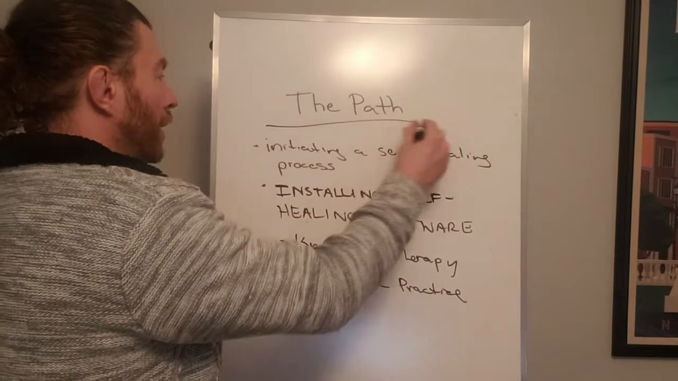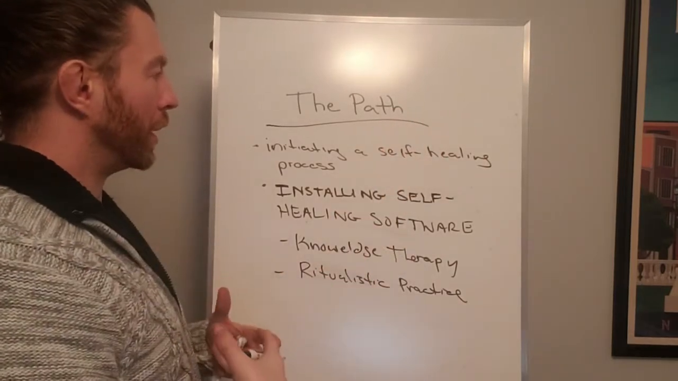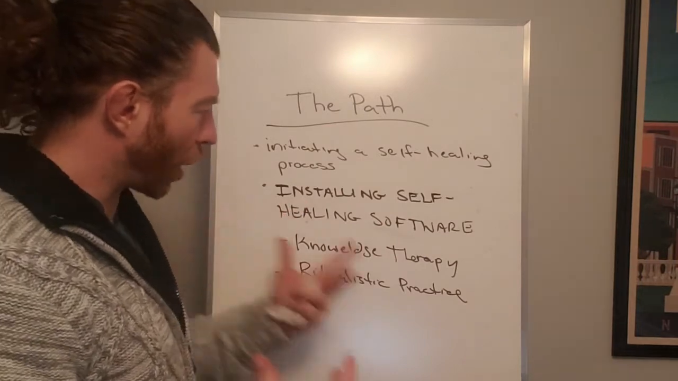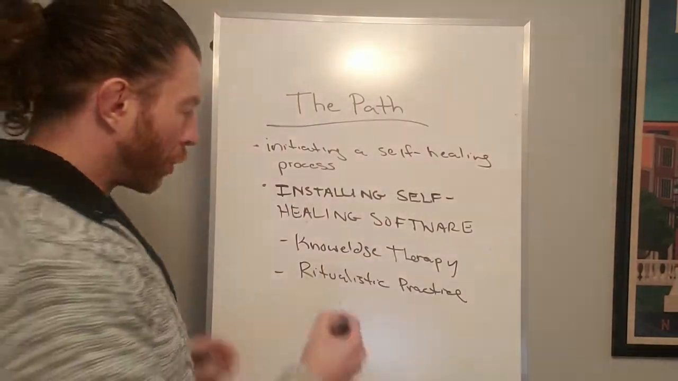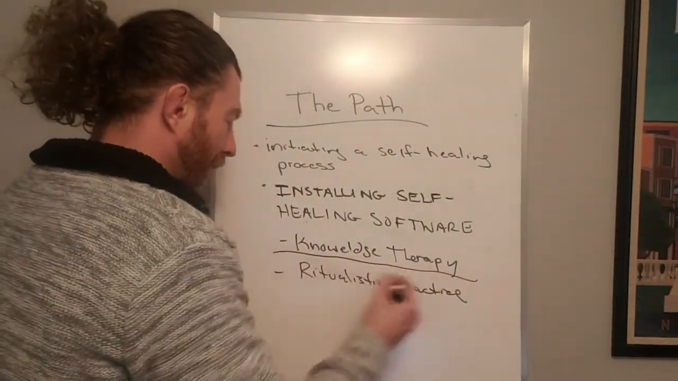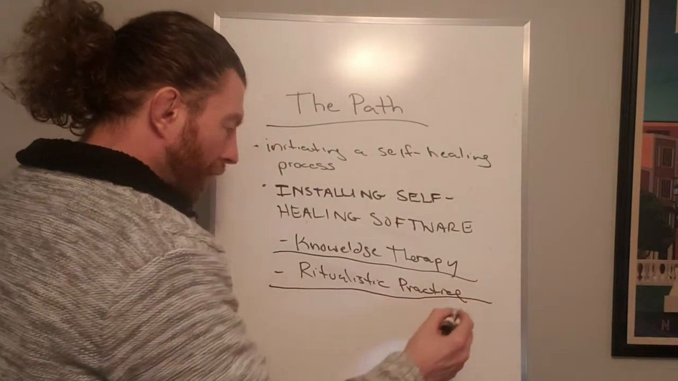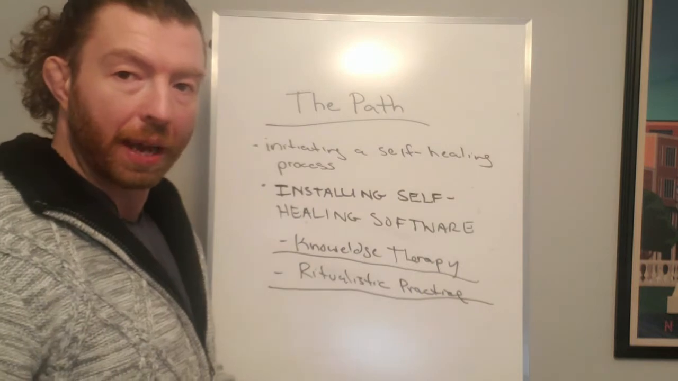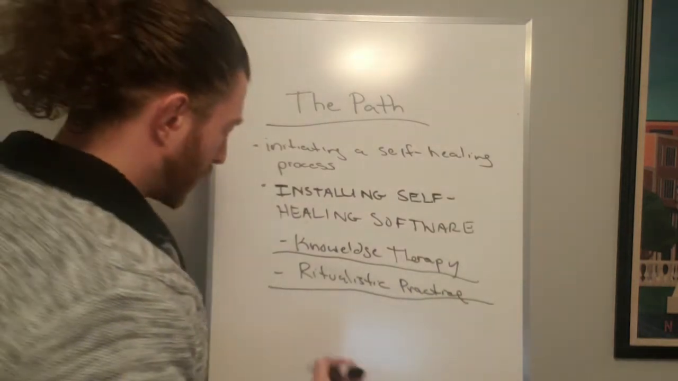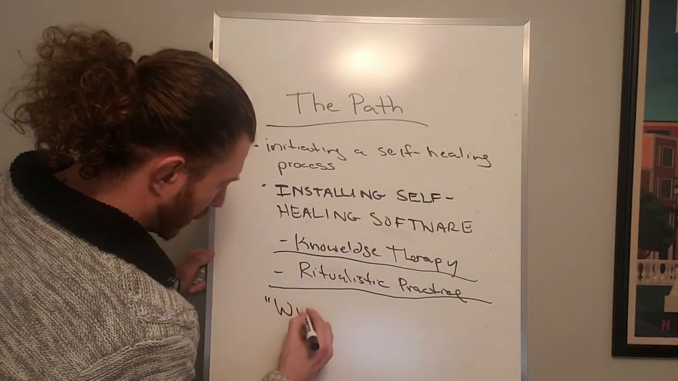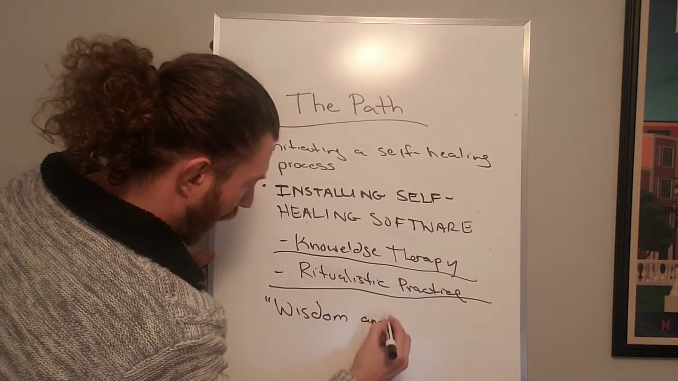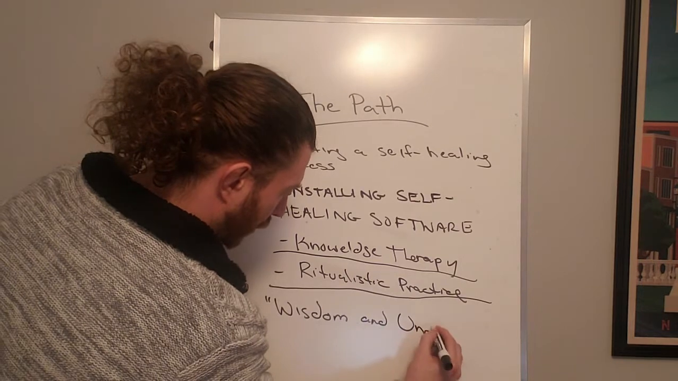The path is an initiation of a self-healing initiation. It's installing self-healing software. So by understanding the ideas and then practicing the concepts, the path begins to initiate itself and self-healing begins to happen. In Kabbalistic terms, they call this wisdom or knowledge therapy and understanding or ritualistic practice.